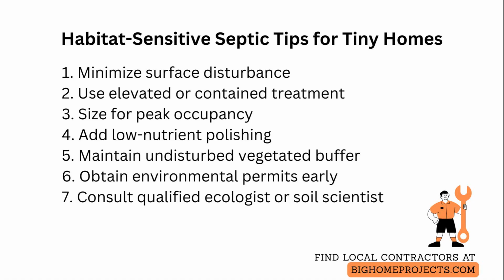Obtain all applicable environmental permits early and provide cross-sections and footprint maps showing grades, access routes, and erosion controls to speed review. Consult a qualified ecologist or soil scientist to assess habitat sensitivity, recommend seasonal work windows, and propose mitigation measures such as riparian restoration or invasive species controls if disturbance is unavoidable.